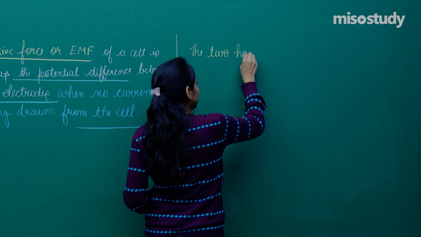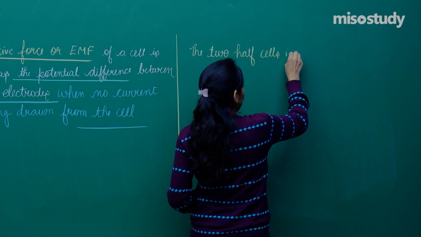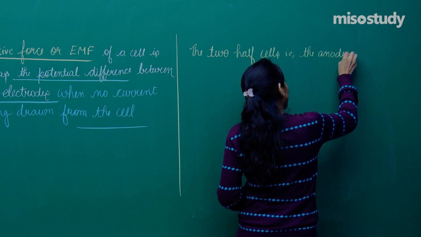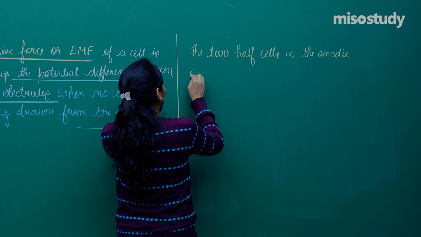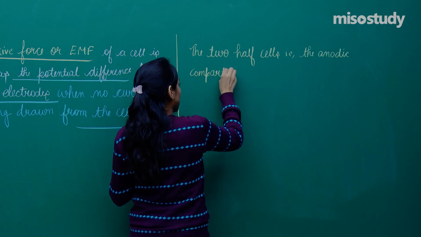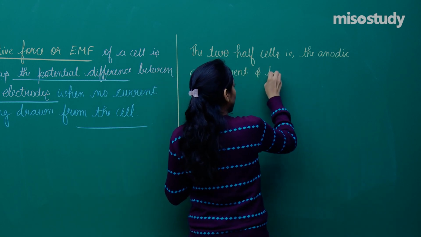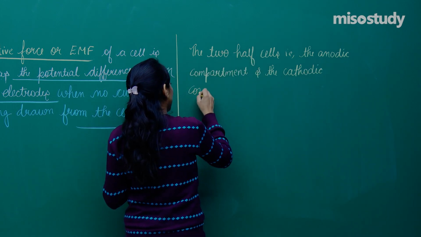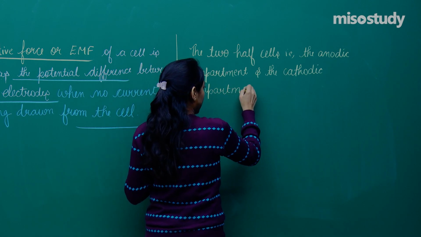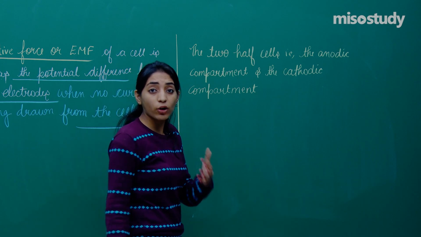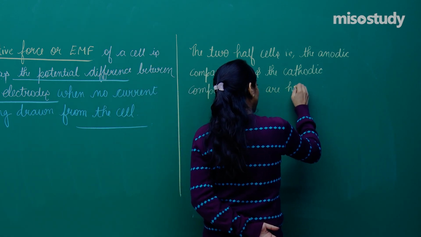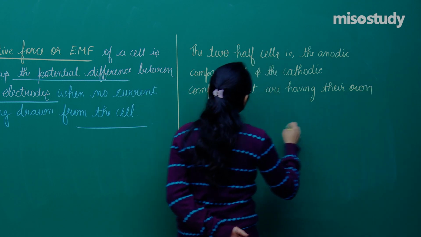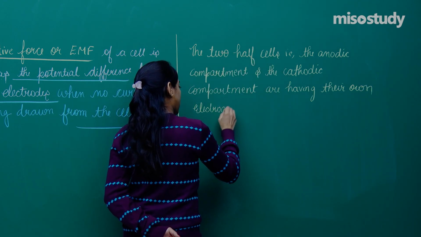The two half cells, that is the anodic compartment and the cathodic compartment, are having their own electrode potentials.